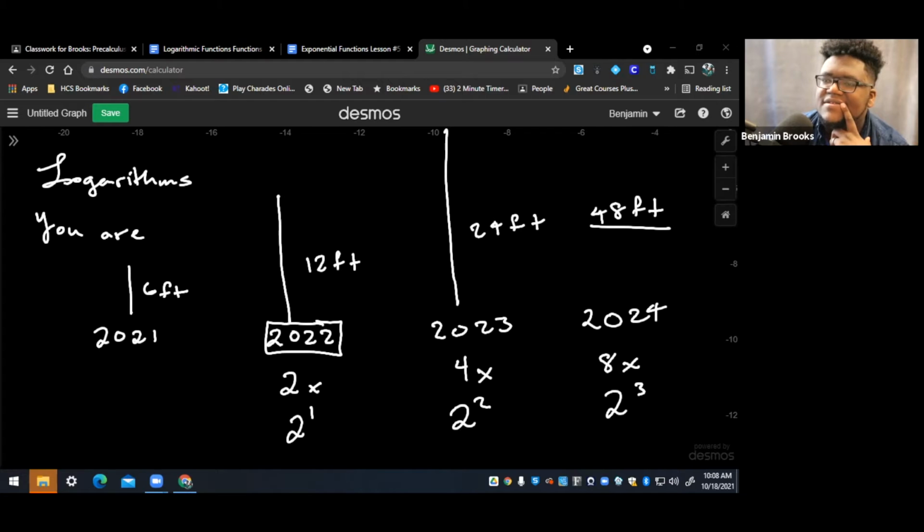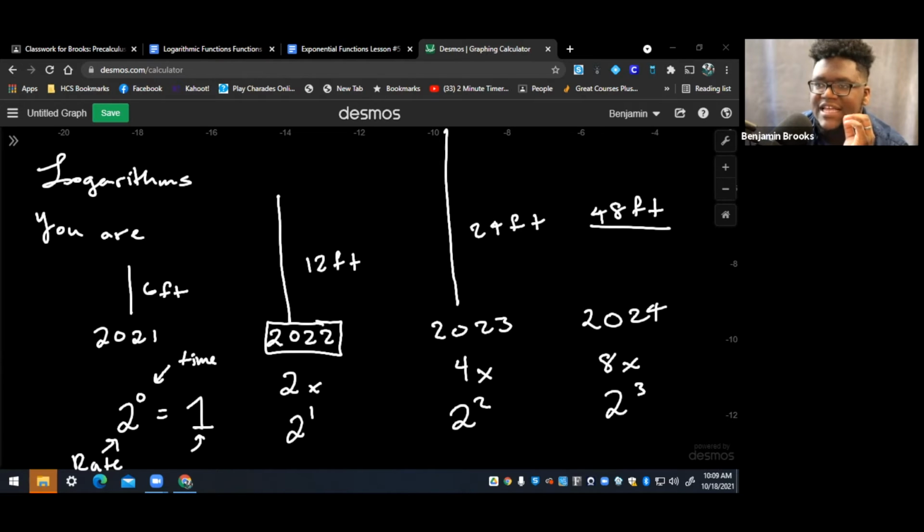So let's think about this. At 2021, how much have I grown? 0. I haven't grown at all, correct? So if I think about it, 2 to the 0 is what? 1. Let's think about what this means. What this means is your base number is your rate. Does that make sense? You can think about your exponent as time, and you can think about this answer as your result.